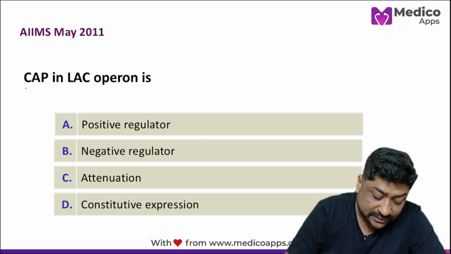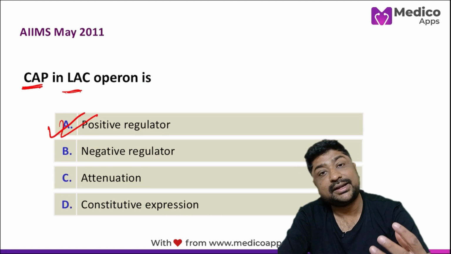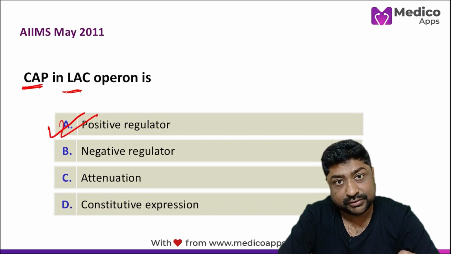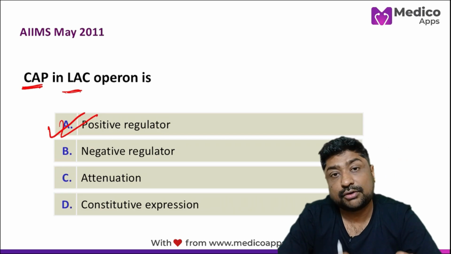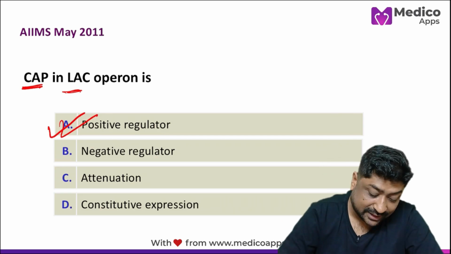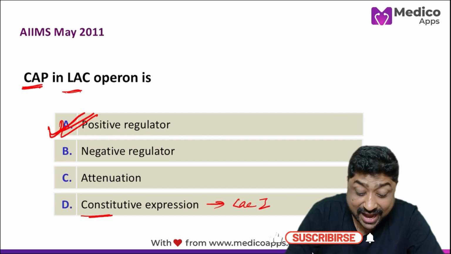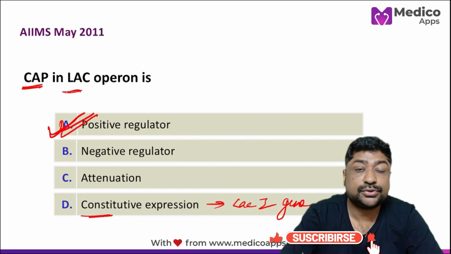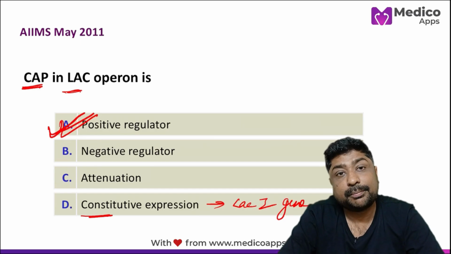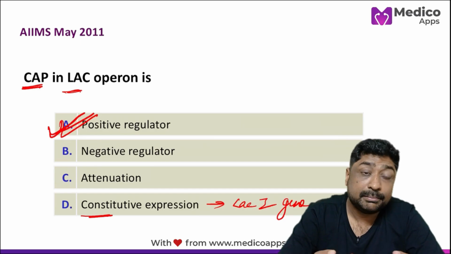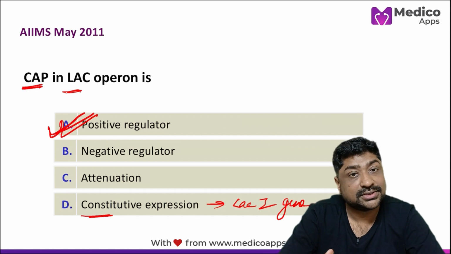So coming back to this, CAP in the LAC Operon is basically a positive regulator, because when the Catabolite Activator Protein gets activated, it will tremendously increase the rate of transcription of the LAC Operon genes. The correct answer here is positive regulator. Constitutive expression: we know that the LAC-I gene is under constitutive expression. So this is a very, very important topic. Multiple questions have been asked, and make sure you save this video so that you can keep coming back to it whenever you have to understand the LAC Operon.